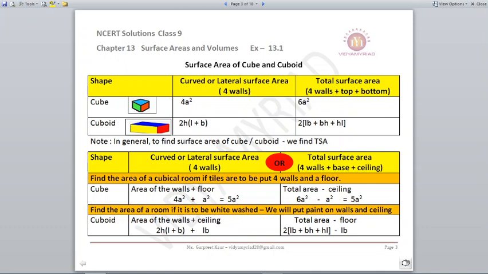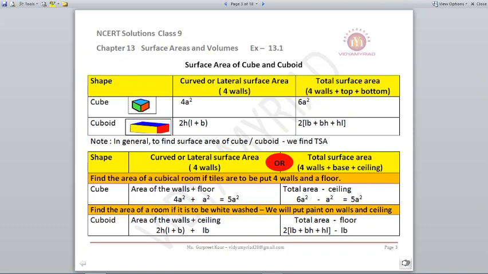But you have to put tiles on walls and floor where you are not going to put on the ceiling. So you will subtract the ceiling area. So in both the cases it will become 5a square. So 4a square plus a square because you will be adding floor. So it becomes 5a square. 6a square minus a square, it becomes 5a square. You can do it by any one of these methods. Whatever formula you remember, you can do it, or you find calculations easier.